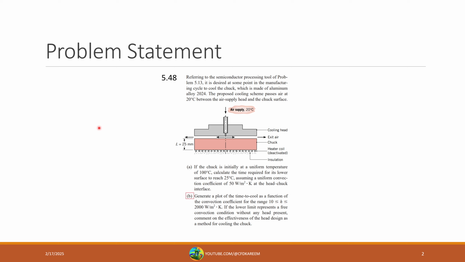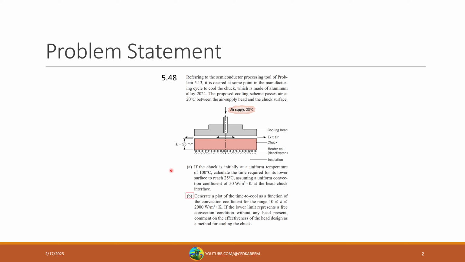The problem we're going to look at today is question 5.48 out of Fundamentals of Heat and Mass Transfer by Bergman and Lavine. The problem is given to us as follows. Referring to the semiconductor processing tool of problem 5.13, it is desired at some point in the manufacturing cycle to cool the chuck, which is made of aluminum alloy 2024. The proposed cooling scheme passes air at 20 degrees Celsius between the air supply head and the chuck surface. The schematic is provided. We're asked to solve two problems.